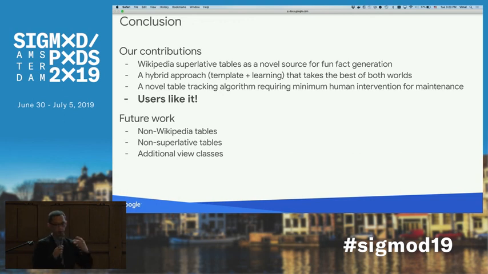And we have a very nice table tracking algorithm to make sure that engineers don't have to spend too much time just modifying the templates and things like that. Users love it, and that's why it's launched.